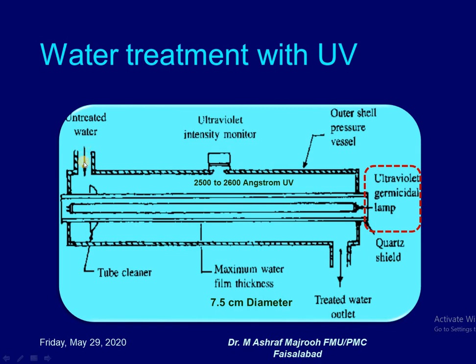Untreated water is allowed to flow through this inlet, and there is about a 7.5 centimeter diameter column around this UV lamp, and that causes the germicidal action. The treated water outlet is here, and the water is then collected. This is simpler than the ozonation process. This is the UV rays treatment lamp.